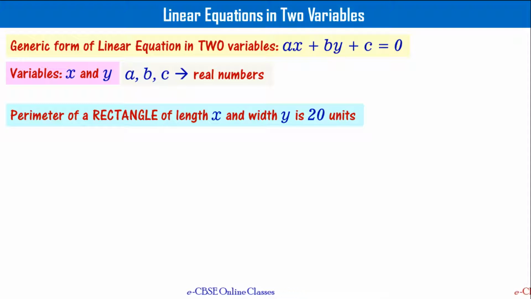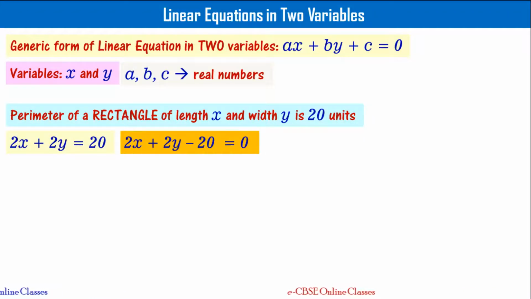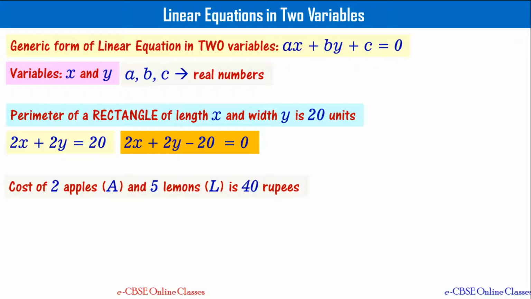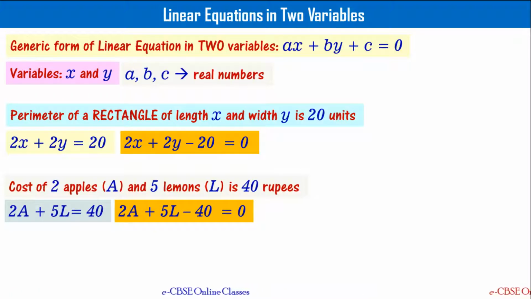Perimeter of a rectangle of length x and width y is 20 units. That can be written as 2x plus 2y equal to 20. That also can be written as 2x plus 2y minus 20 equal to 0. We looked at another case where cost of 2 apples and 5 lemons is 40 rupees, which can be expressed as 2a plus 5l equal to 40. It can also be written as 2a plus 5l minus 40 equal to 0.